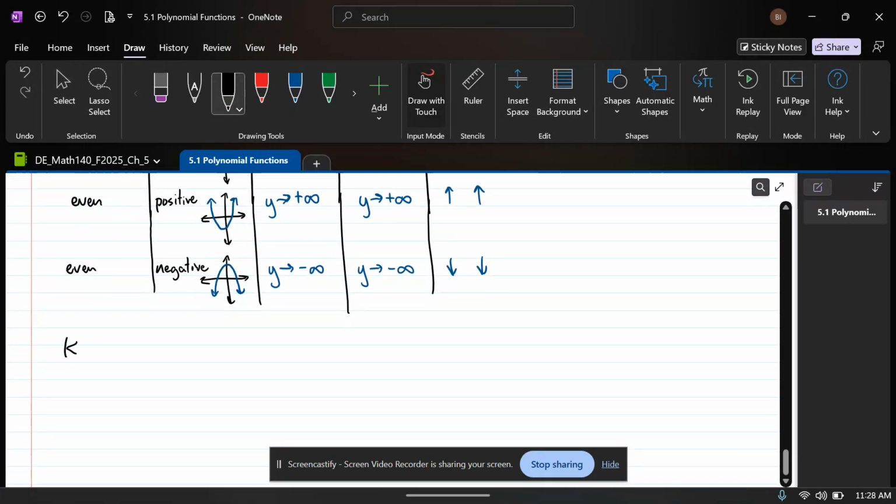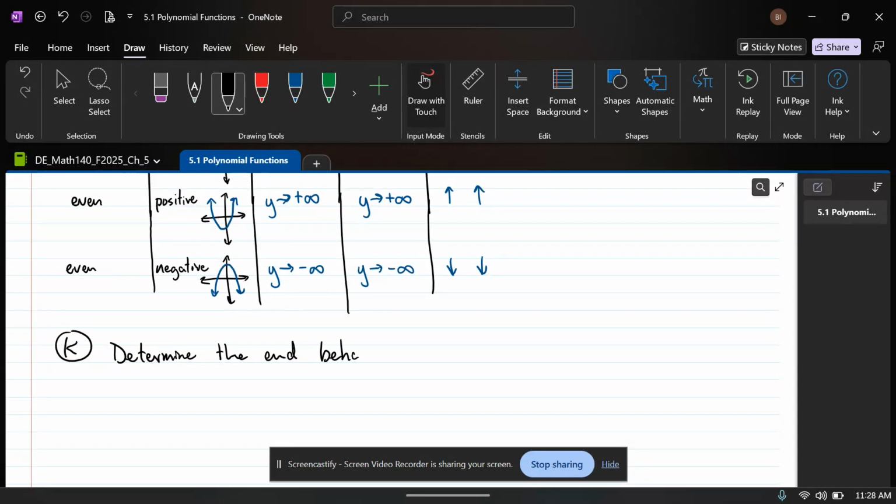I think we're on K. Determine the end behavior. f of x equals 6x to the third minus 105x plus 84x to the fifth. Ooh, that's not a good looking 5. Fix that 5. Minus 5x to the fourth plus 7.